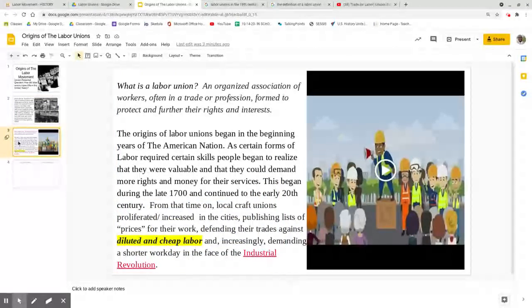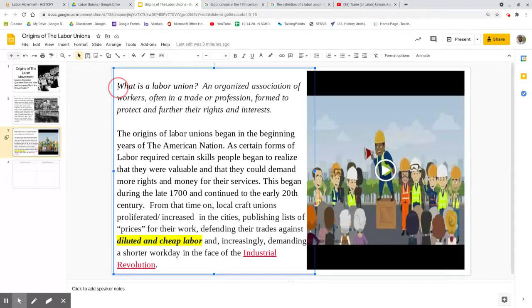Now, slide 3 is more reading material on the labor movement. The question is, what is a labor union? And the definition is an organized association of workers, often in a trade or profession, formed to protect and further their rights and interests. Now, here's a little background.